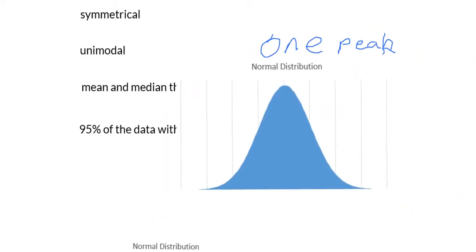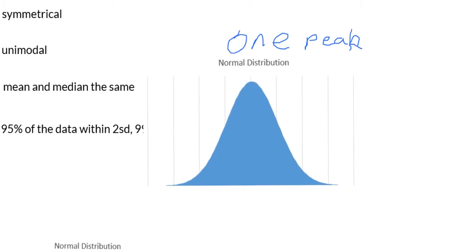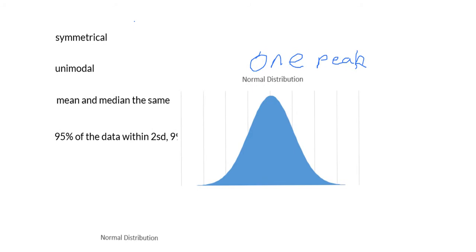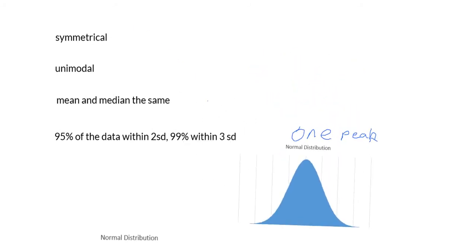is that 68% of the data is within 1 standard deviation, 95% of the data is within 2 standard deviations, and 99% are within 3 standard deviations.